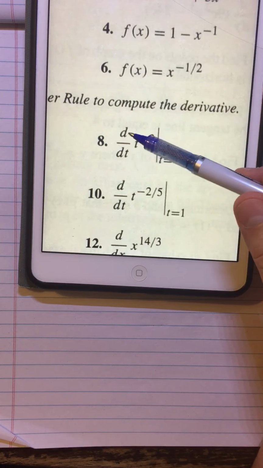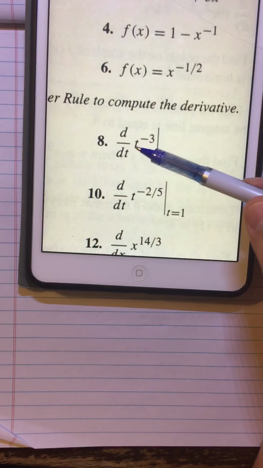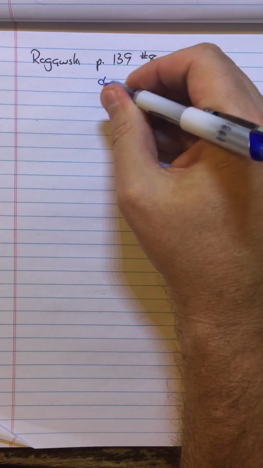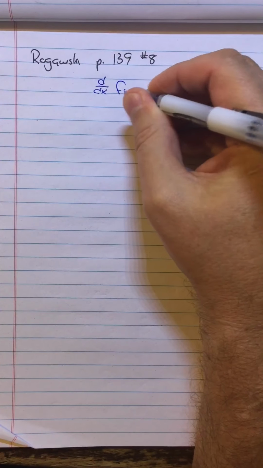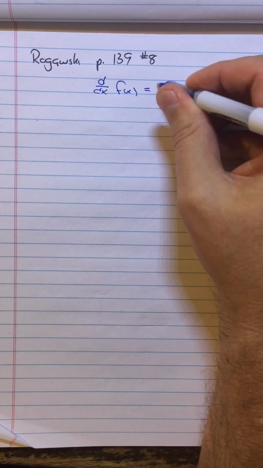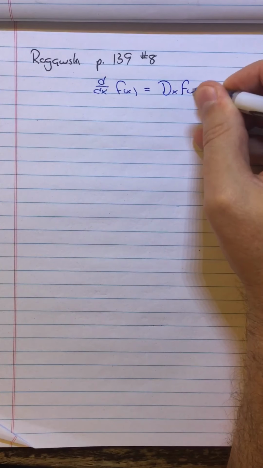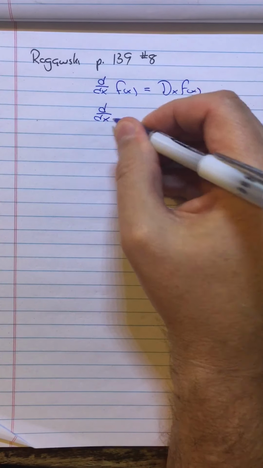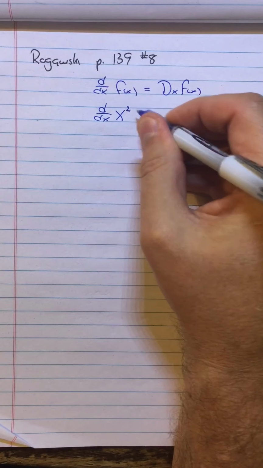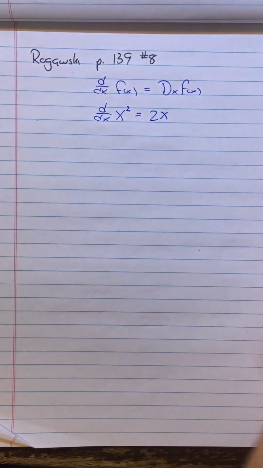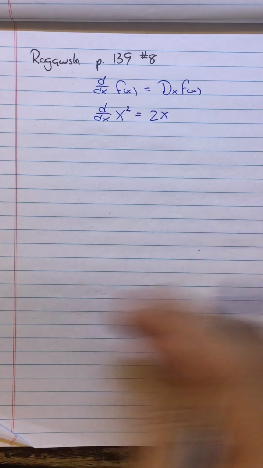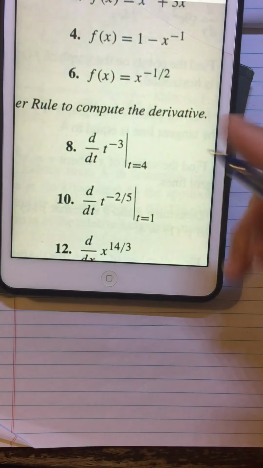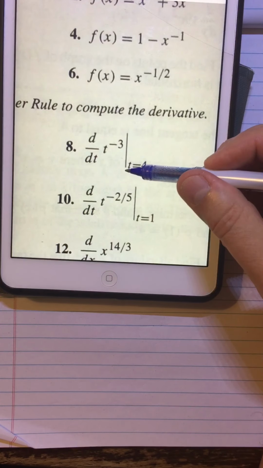So first of all, d/dt of t to the negative 3. If I say d/dx of f of x, that's the same as writing the derivative with respect to x of f of x, right? So for example, I can say the derivative with respect to x of x squared is equal to 2x, right? That's just the notation.